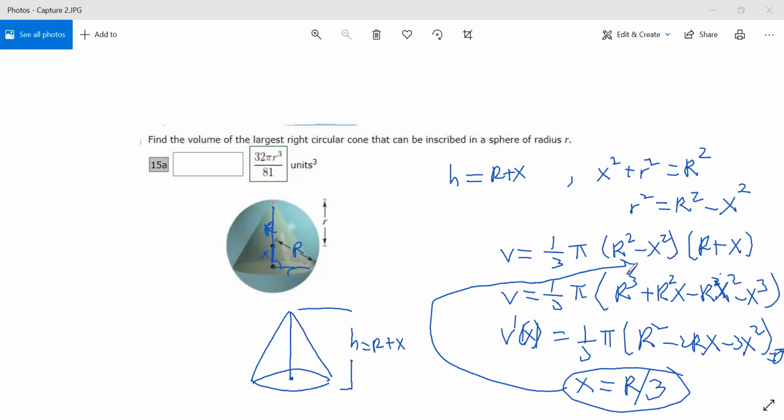It's asking for the volume of a cone. So when you plug this back in here, you will see that the largest volume is 32 pi R cubed over 81. So just take this value and plug it in there to do it.